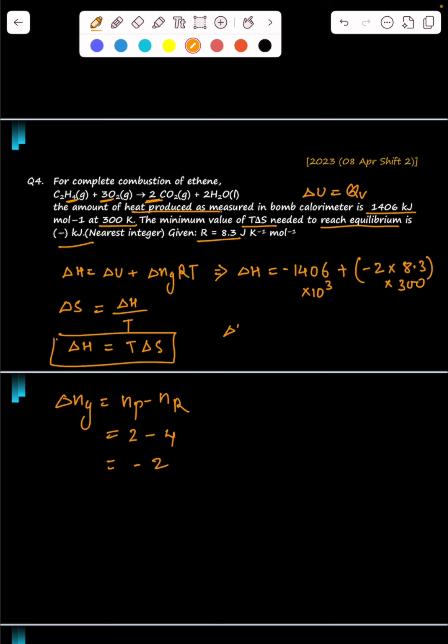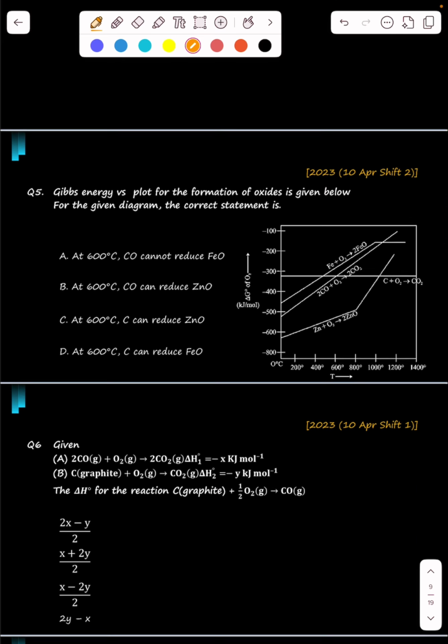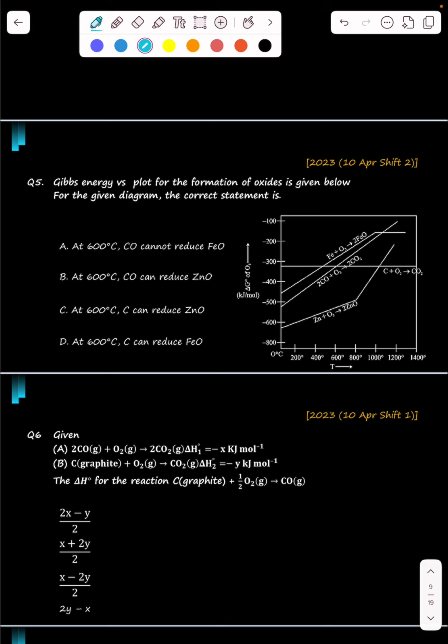So we got it, delta H would be is equal to minus 1406 10 to the power 3 minus 2 into 8.3 into 300. That's what you got it. And we got the answer minus 1411. So minimum value of T delta S is nothing but this. This is the answer. Yes? Okay, now we have a next question.